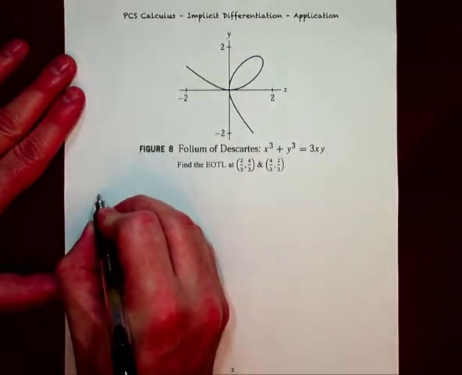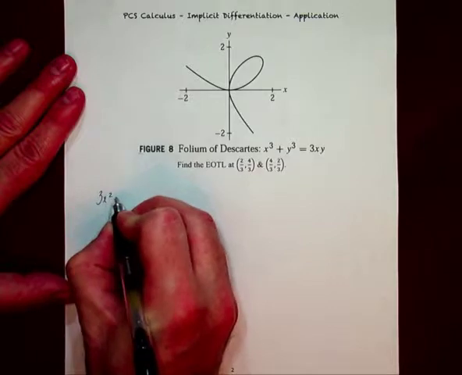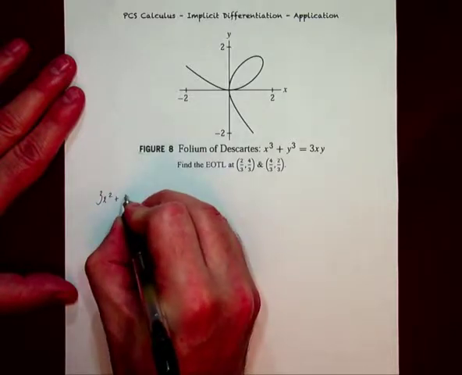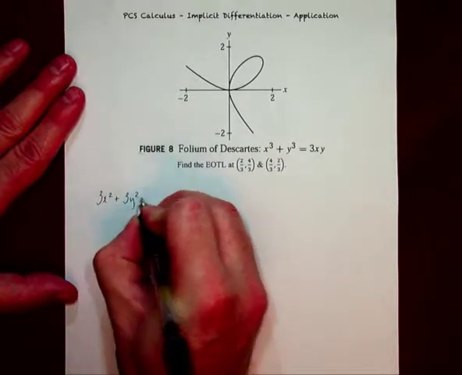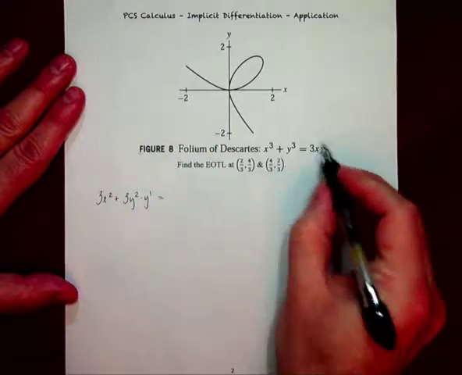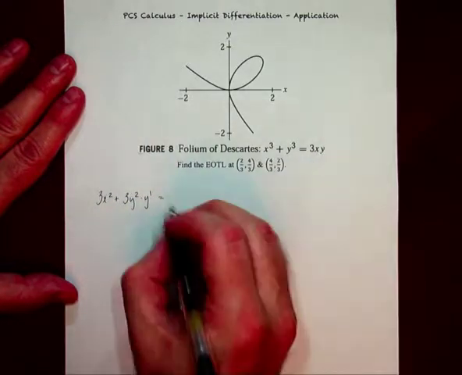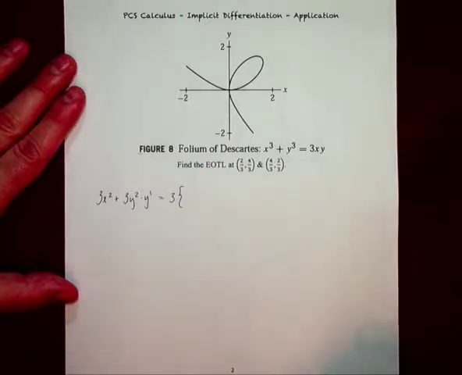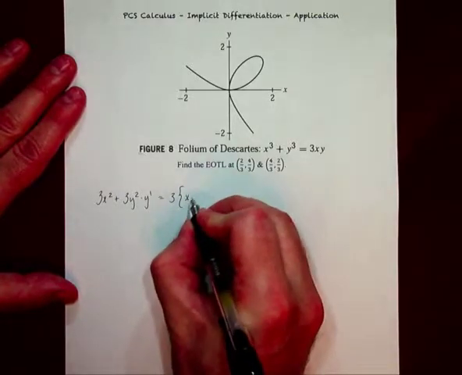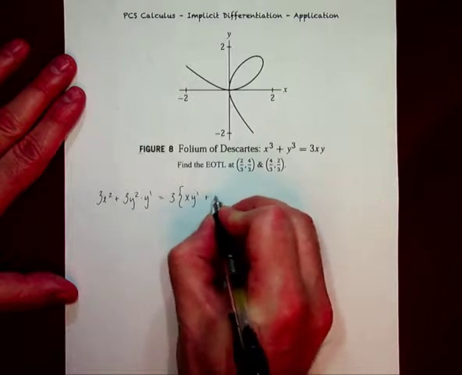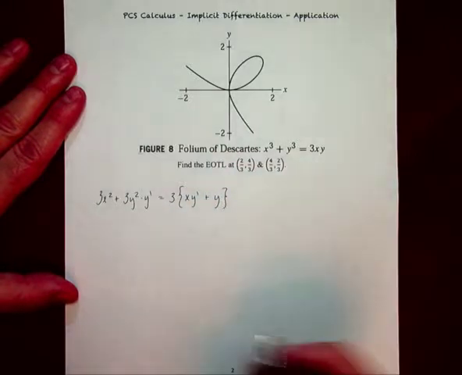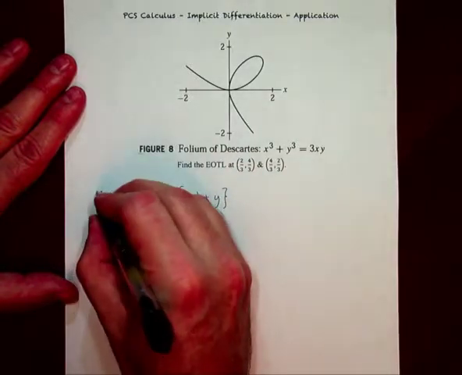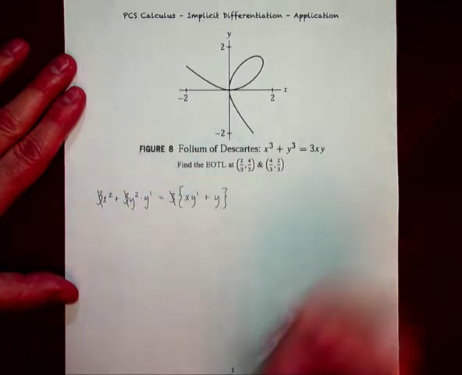So let's go ahead and do the derivative. So we have 3x squared plus 3y squared y prime, and of course over here on the right hand side we're going to have to do the product rule. We'll pull the 3 out and let that coefficient come along for the ride, and we have x y prime plus y. We now have 3's throughout here, so we can divide through by 3.